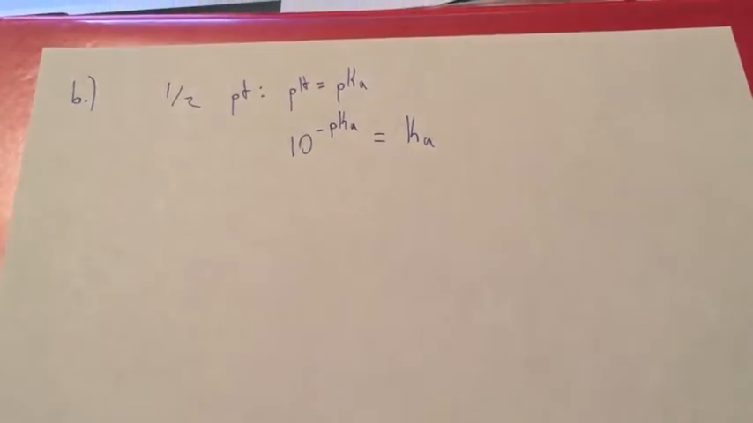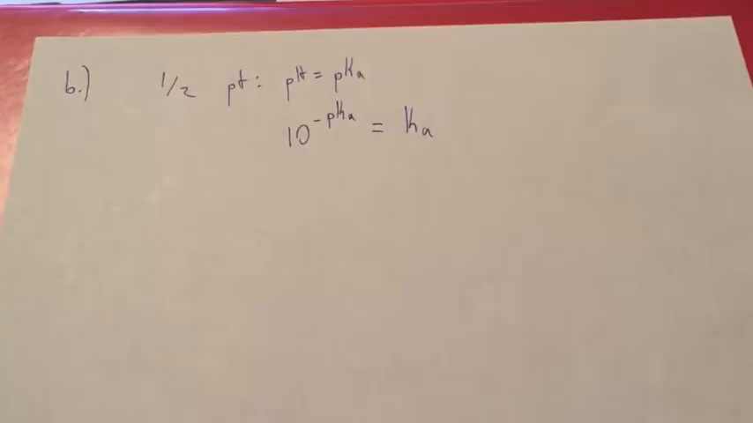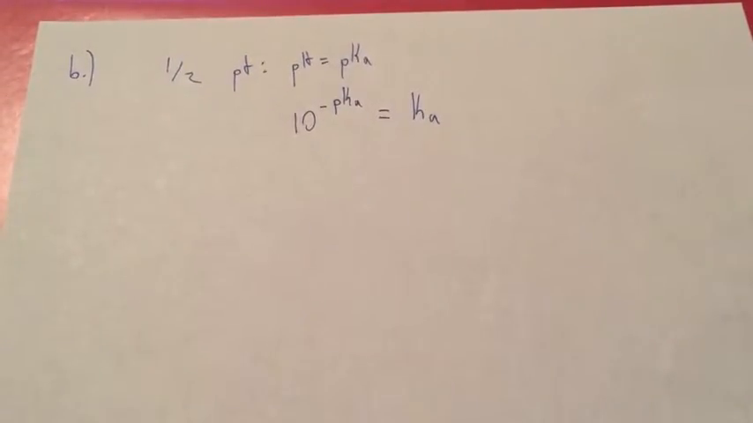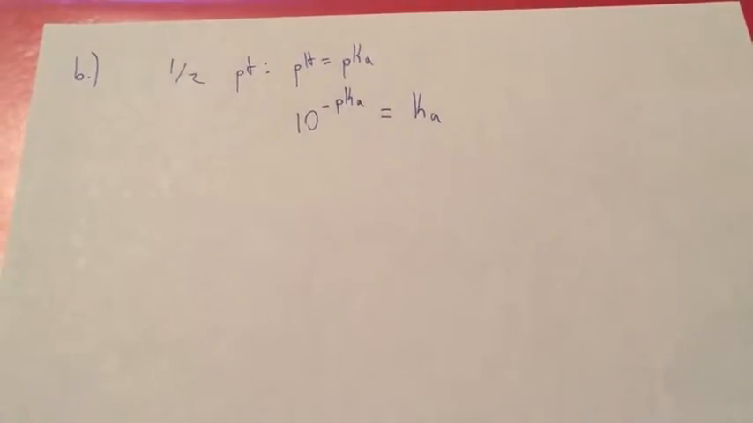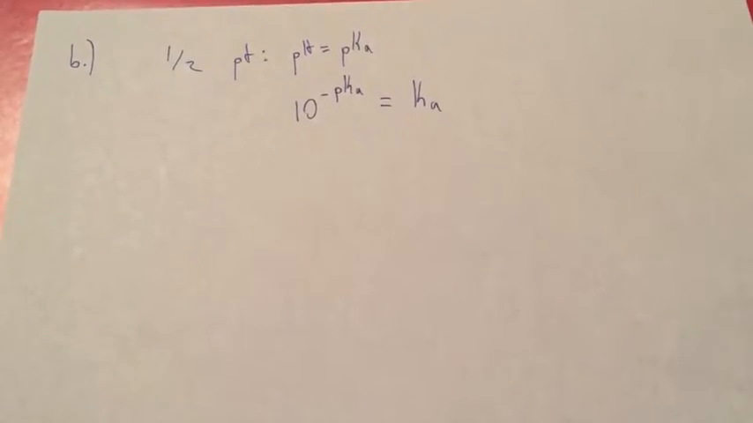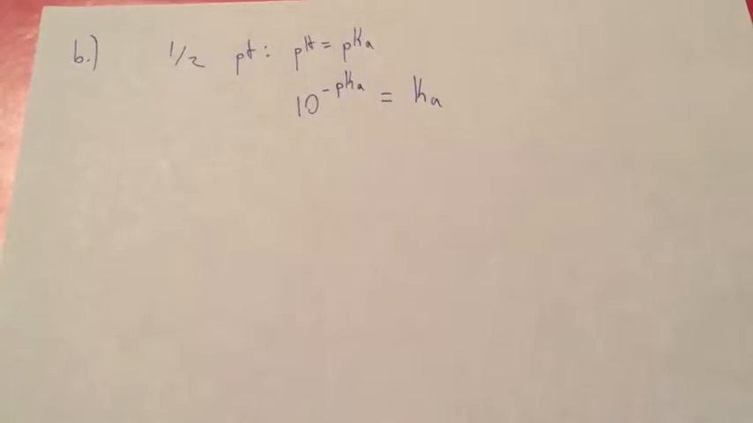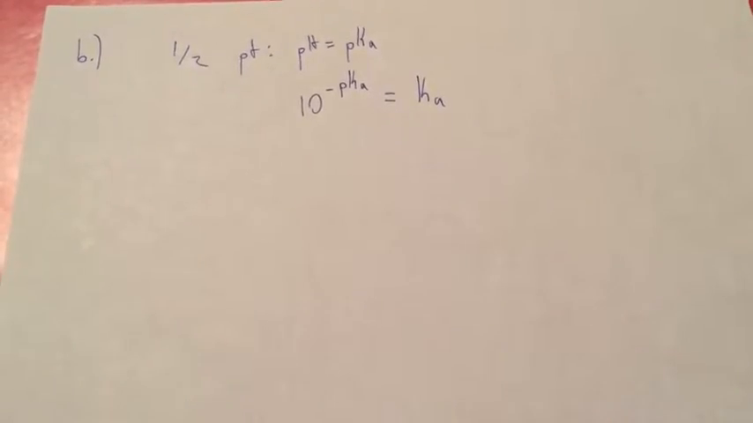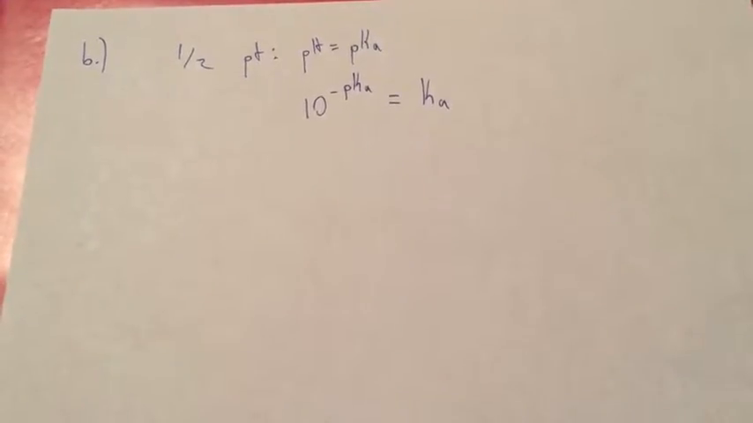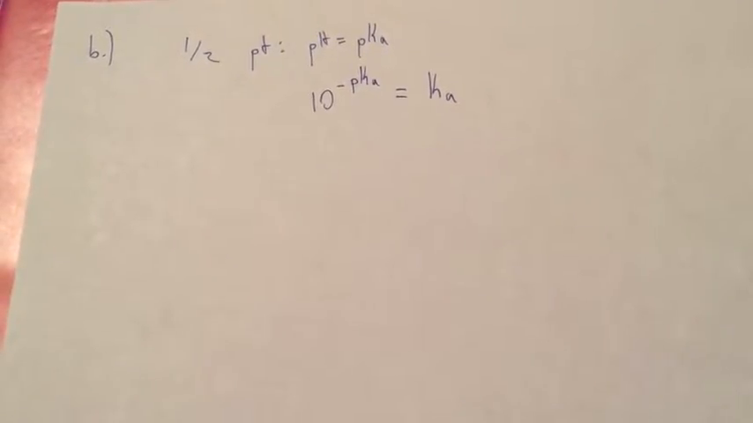In part B, we are asked to describe a method to find the value of Ka for the weak acid. So at the halfway point, pH is equal to pKa, and since pKa and Ka have a similar relationship to pH and H+, we can do 10 to the negative pKa value is equal to Ka.